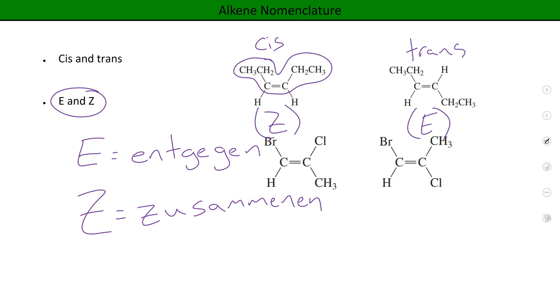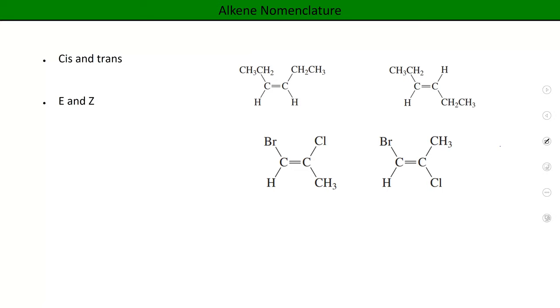And here's a case where we wouldn't necessarily be able to use cis and trans, because cis and trans, by definition, refer to the carbon chain. If the carbon chain doesn't apply, then you can use E and Z. So E and Z are more universal. Cis and trans are old school, but still get used in some places, and we still use them for ring structures. But in general, we're going to switch to E and Z.